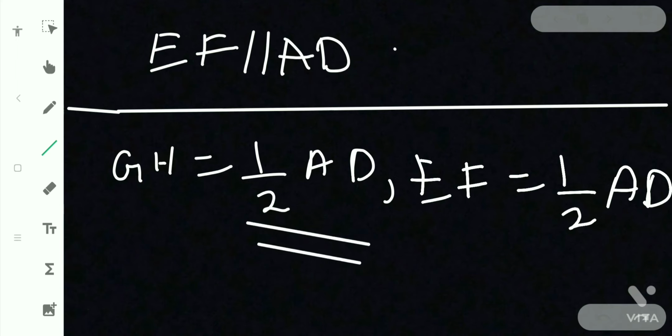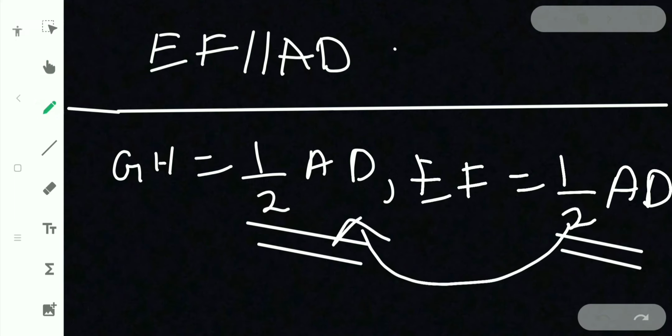Here we are having half of AD on both the sides in both the equations. So half of AD is equal to GH and half of AD is equal to EF. So these two are equal, because half of AD is equal to GH, and this half of AD also will be equal to EF.